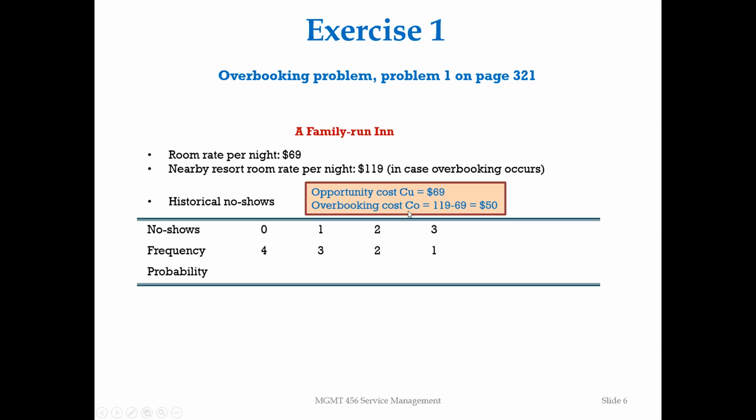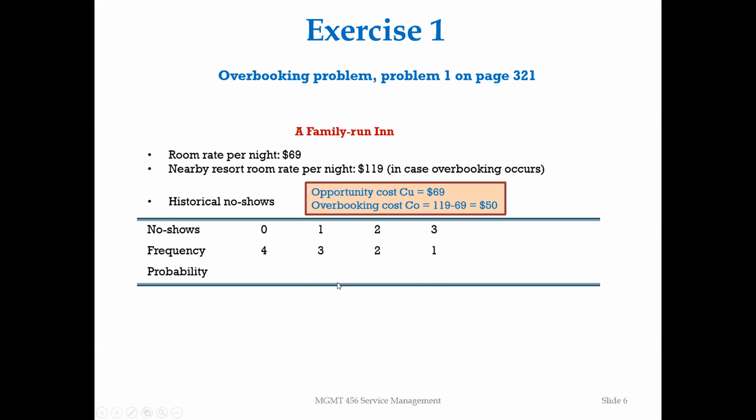So the overbooking cost is the difference between $119, which is the room rate for the nearby hotel, and $69, which is the room rate for this hotel, so that is $50. In case of overbooking, the hotel manager will lose $50. Basically, the hotel has to pay the price difference to accommodate the customer with the reservation.